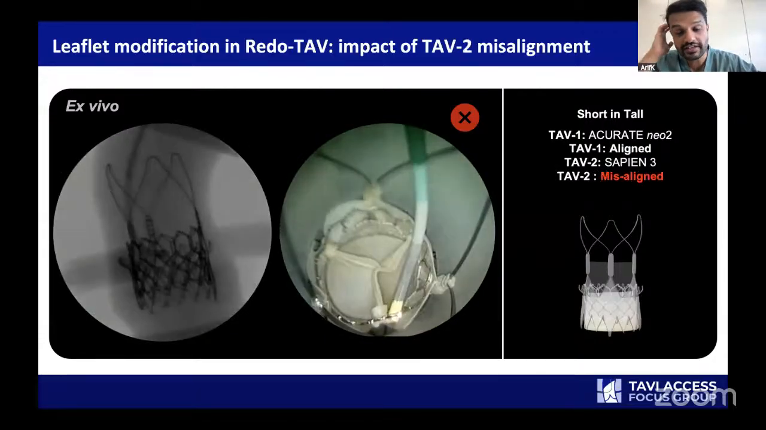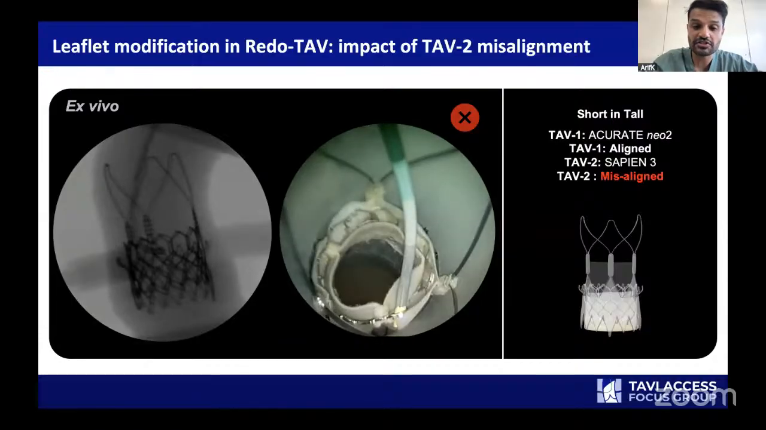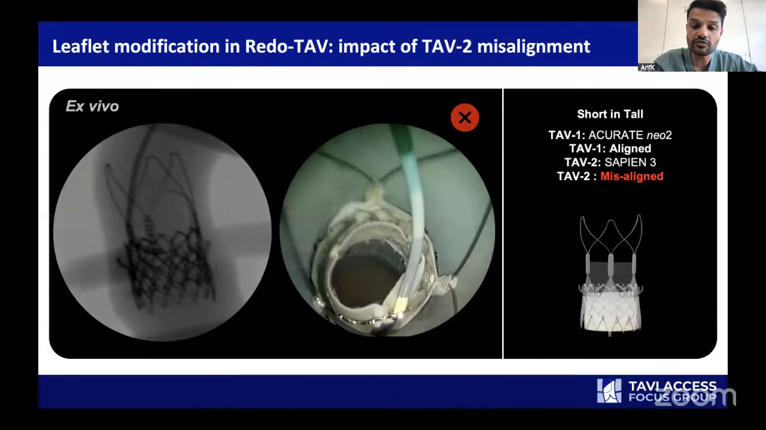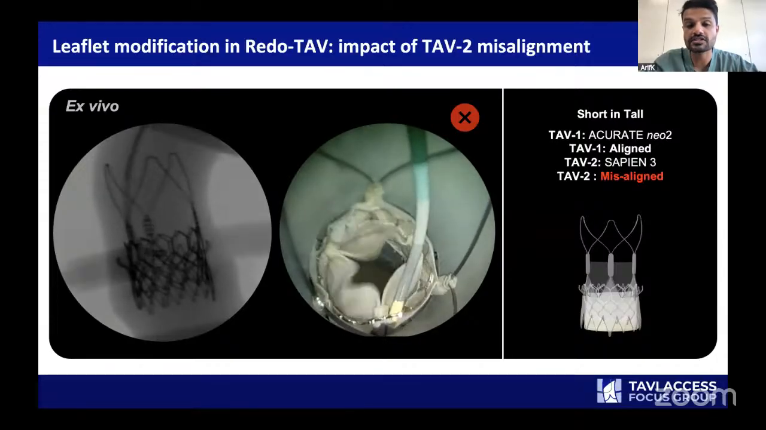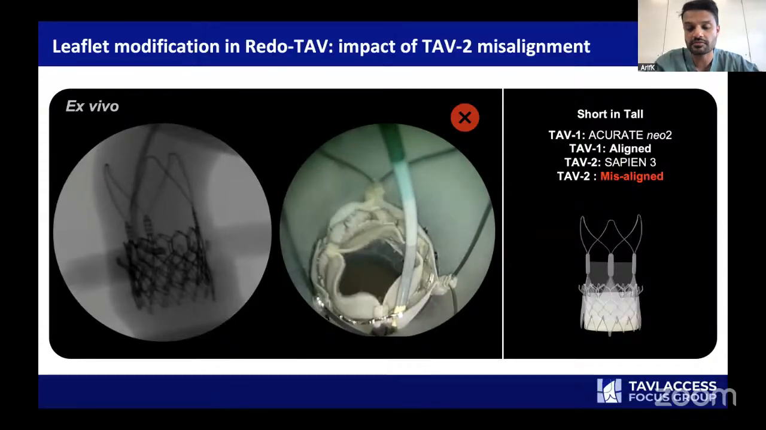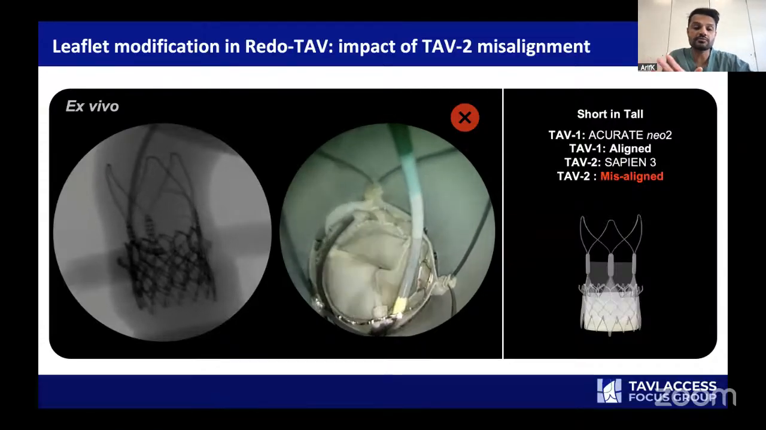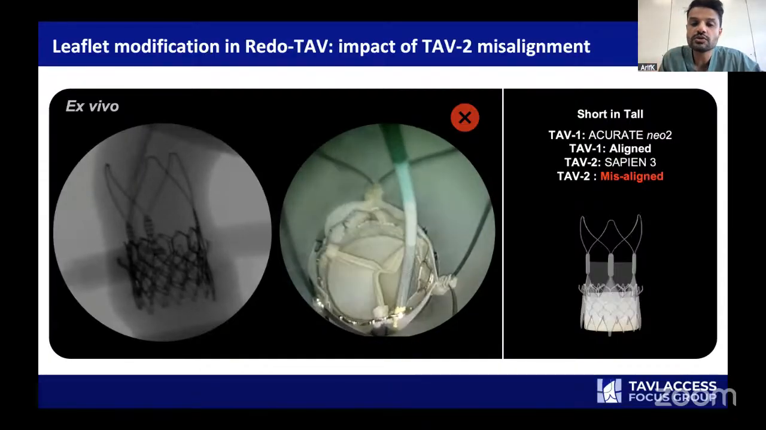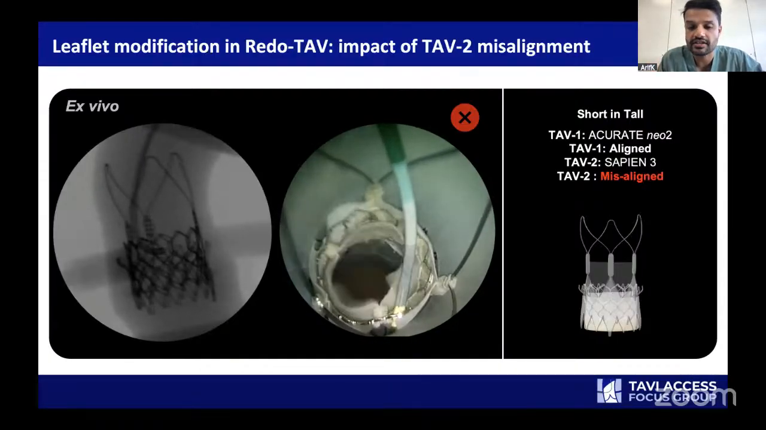More worryingly, you've invested all the time and effort. You've achieved a beautiful splay, as you can see in this example at 6 o'clock. And then you've gone and a commissural post of your second valve, which in this case happened to be a Sapien, ends up directly in front of the splay. Now, you may still be able to preserve flow, but when looking from the perspective of coronary access, you will not get the benefit really of the leaflet splay.